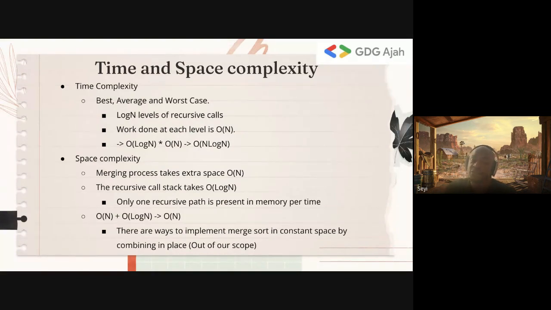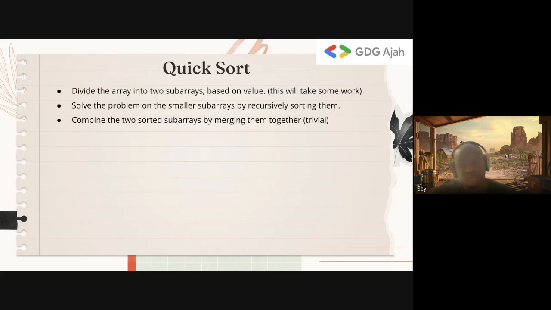Okay. So, merge sort uses extra space, all right? But there's a way you can implement merge sort in constant space. That's really out of our scope; I just put it here for completeness. So that's it about merge sort. Now we are going on to quicksort.